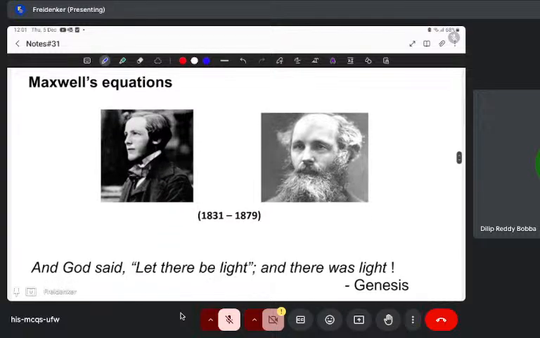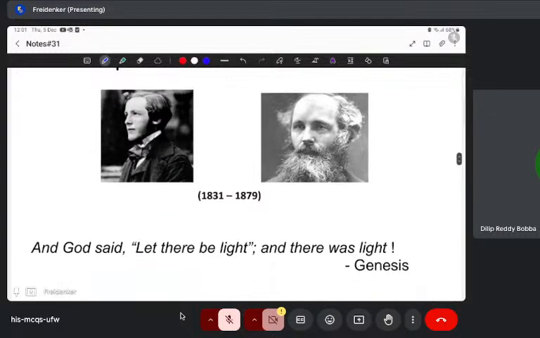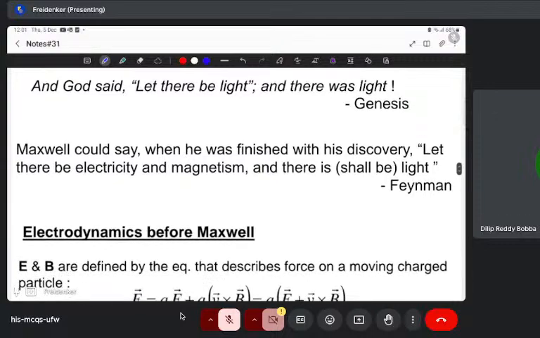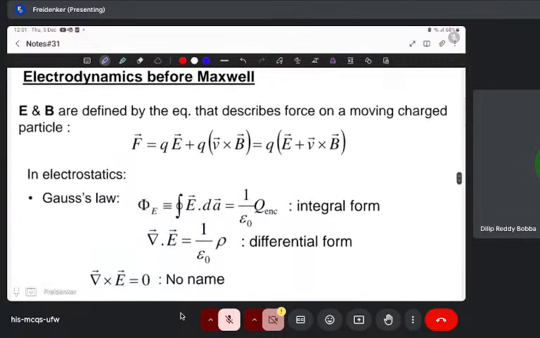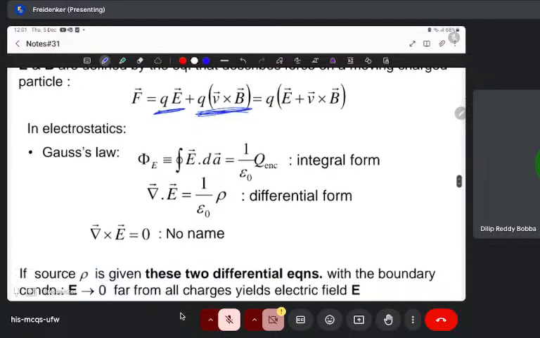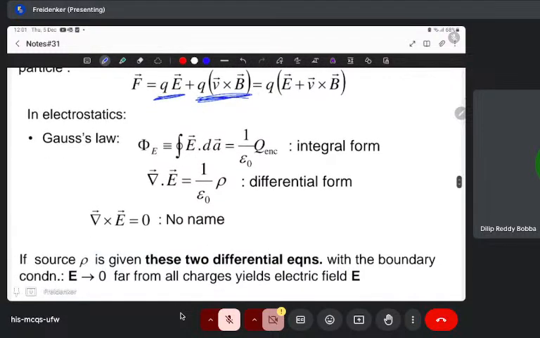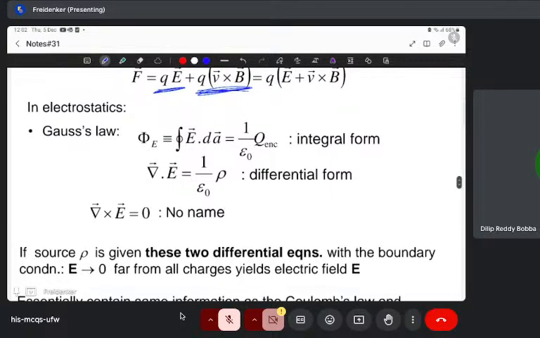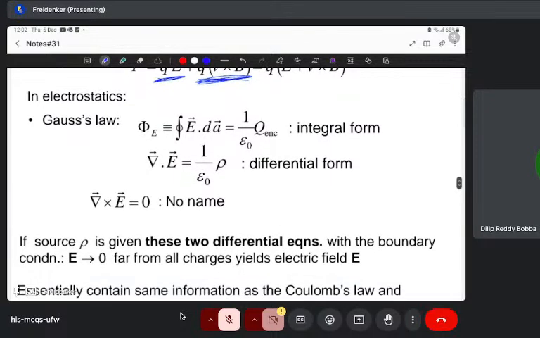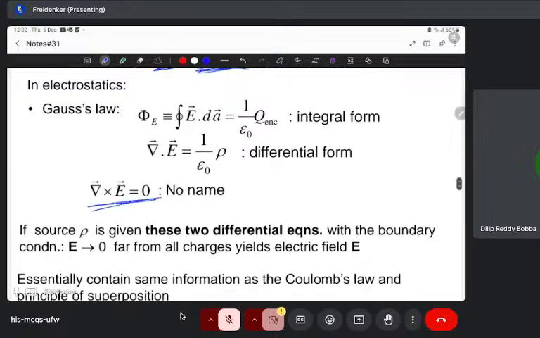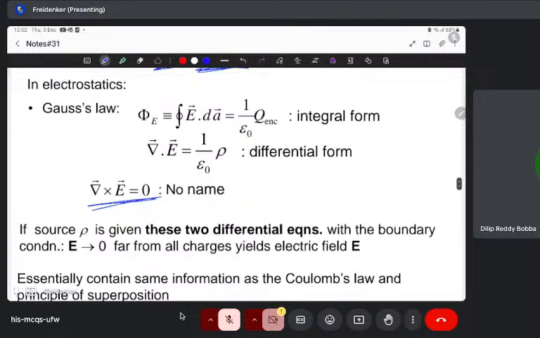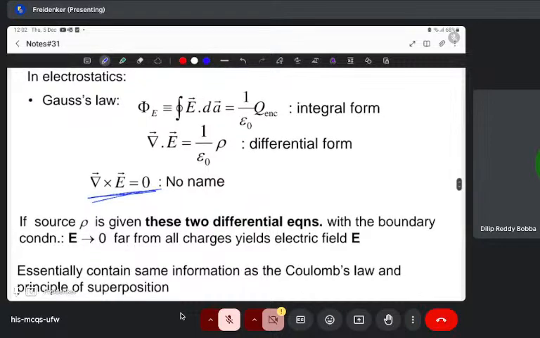Okay, interesting. We'll come to Maxwell's equations. Force due to electric field, force due to magnetic field. Fine. Integral form of Gauss law, differential form of Gauss law. Fine. Curl of electric field is zero. Yes. We discussed this before minor one, I think during minor one: why curl of electric field is zero.